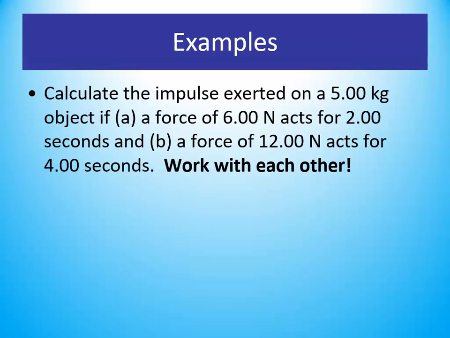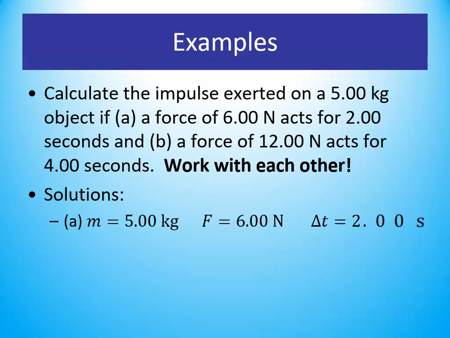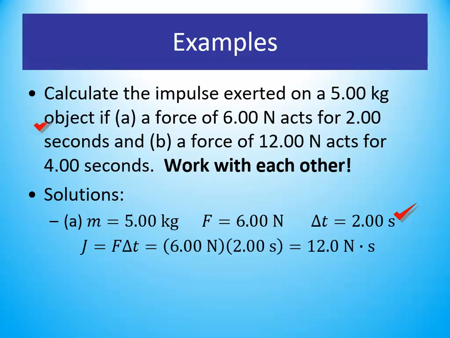Calculate the impulse exerted on a 5-kilogram object if a force of 6 newtons acts for 2 seconds, or if a force of 12 newtons acts for 4 seconds. So in the first situation, just showing all of our work, we write all of our givens with proper units, and then we show the equation for impulse, check, plug in our givens with the numbers, check, with units, check, and then you have the final answer with proper units.